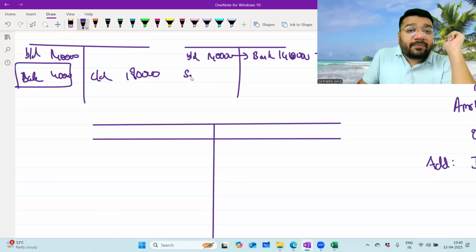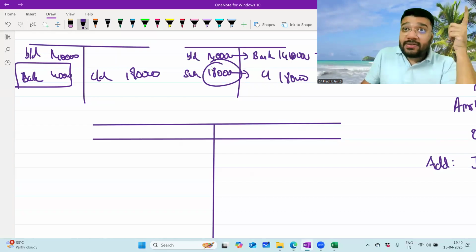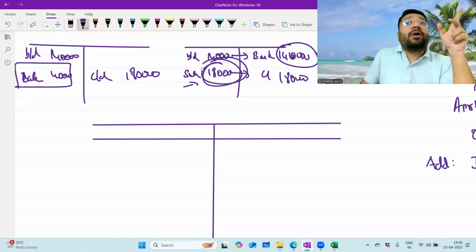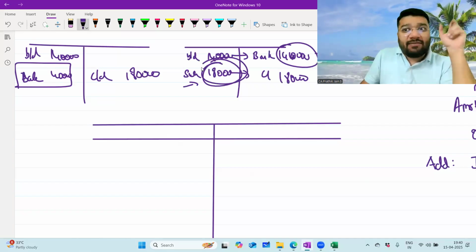And what is your sale here? Entire 180 was sale. And this is your closing balance 180. And since this is income earned but money not received, you have to minus it. So this is inflow and this is outflow. So net flow is 40,000 outflow. That's why we're minusing 40,000.